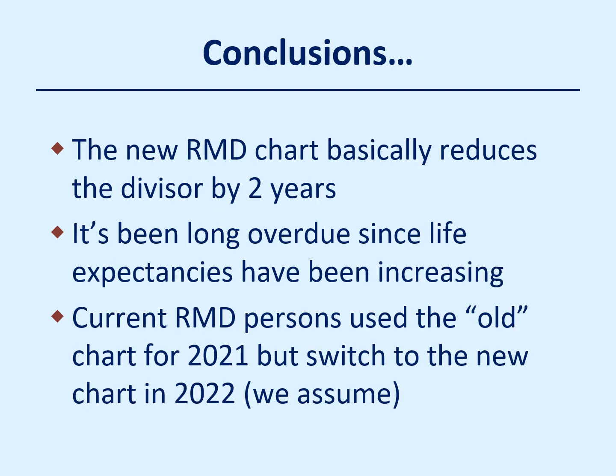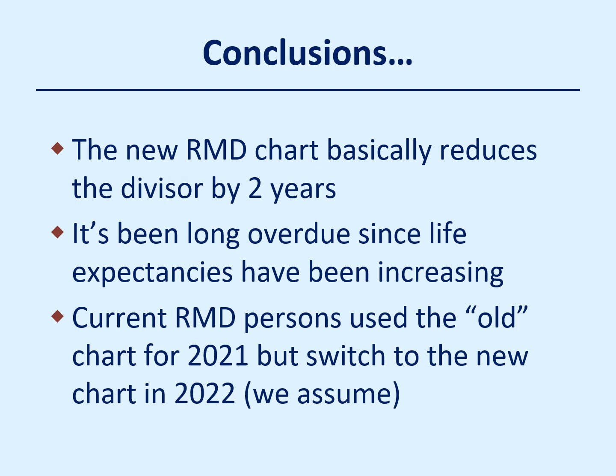So here are some conclusions to take out of what's really a brief hit for you to listen to as you're facing another day of meeting with your clients. The new RMD chart basically reduces the divisor by 2 years. And I think you'll all agree it's been long overdue since life expectancies have been increasing. But I do want to mention, let's say you had someone who turned age 72 in 2021, but they've been waiting until April 1st of the year after they turn age 72. You will need to use the old chart for that 2021 distribution. But then when we look at the 2022 distribution, we're going to switch to the new chart.